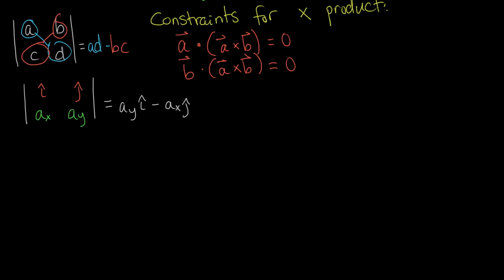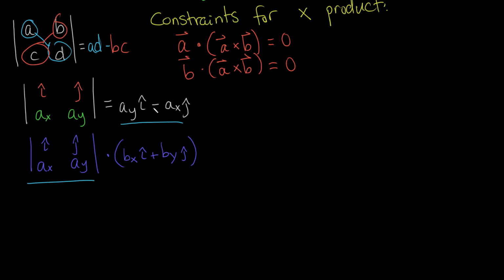So let's say I wanted to take this determinant, the determinant of i hat, j hat, a_x, and a_y, and I wanted to take the dot product of this with another vector, b. We could also write b as b_x times i hat plus b_y times j hat. Now that we have this, we can remember this determinant equals this expanded quantity here.